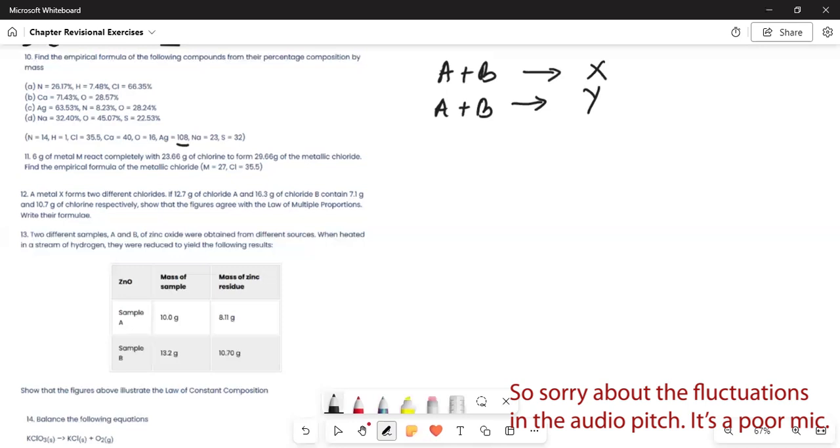Some other time they will combine to give red copper 1 oxide. There are two elements, the same element, copper and oxygen. Under one condition, they give copper 2 oxide. Under another condition, they give copper 1 oxide.